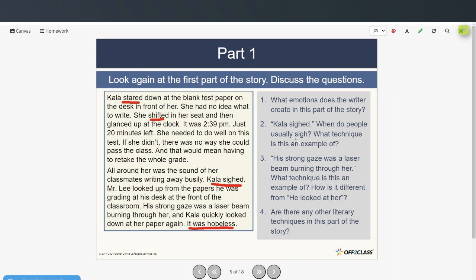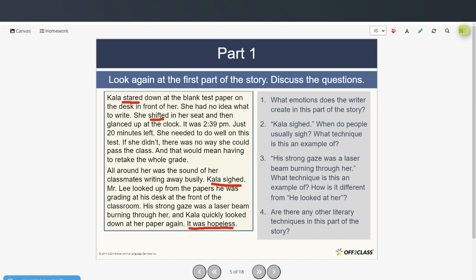So Kayla sighed. When do people usually sigh? And what technique is this an example of? People can sigh when they're tired or frustrated. And so sighed, I would think that would be an example of onomatopoeia because the word sighed kind of sounds like a sigh. That's the sound of a sigh. And when somebody sighs, it sounds a lot like the actual sound. So I would say that's onomatopoeia.